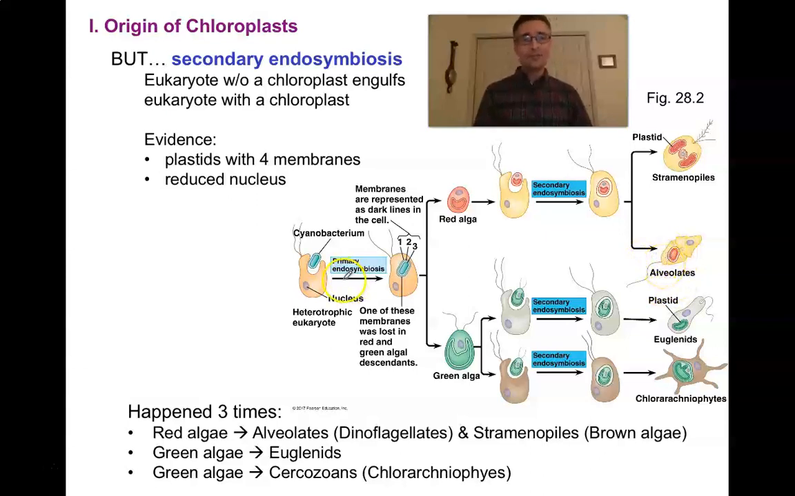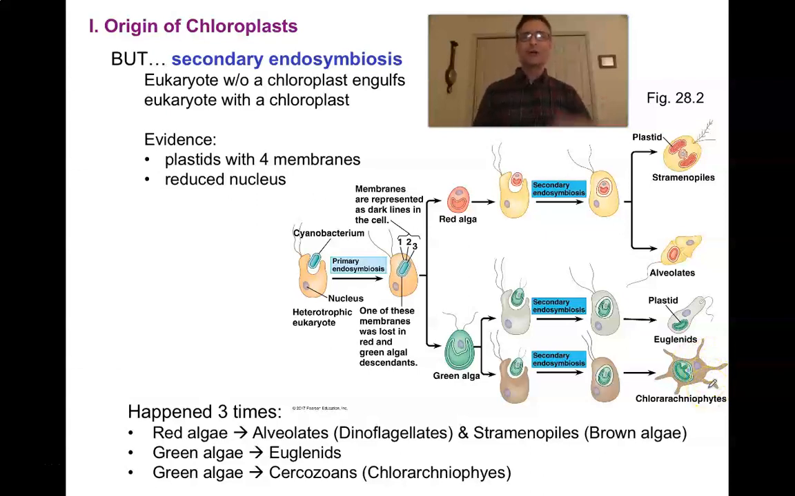It also seems to have happened at least a couple of times for our green algae. So here are two endosymbiosis events over here, one giving rise to euglenids, which are sort of single-celled swimming, photosynthesizing algal cells, and then also our chlorarachnophytes over here. And I guess they have a chloroplast, and the arachno is because they have some sort of pseudopoda over here that look sort of like a spider, I guess, if you use your imagination.